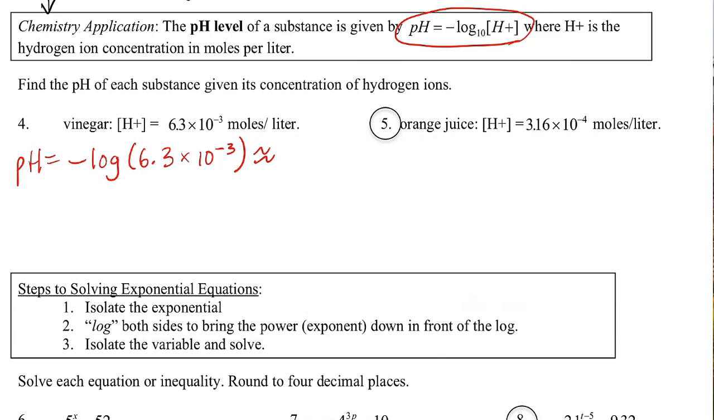I encourage you to pause the video. Make sure you can type that correctly in your calculator. It'd be a shame to miss one of these because it's really just plugging numbers in your calculator. Negative log of 6.3 times 10 raised to the negative 3.